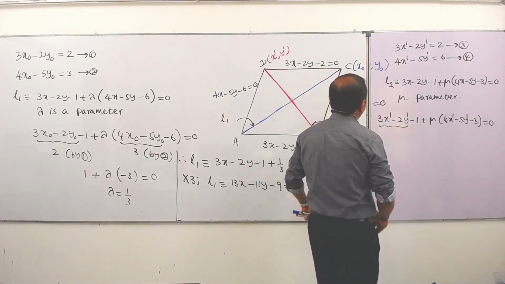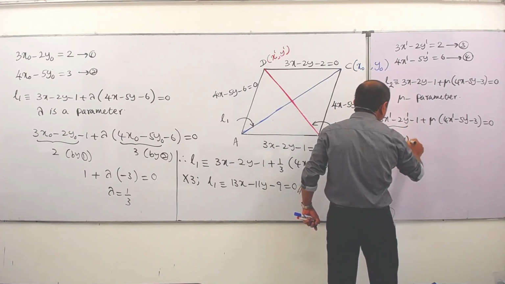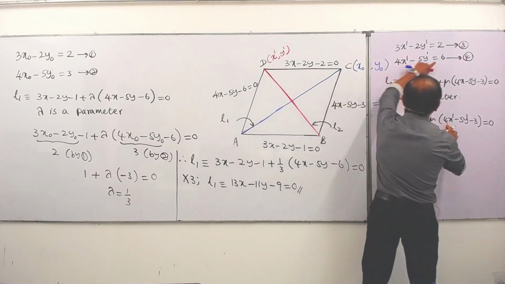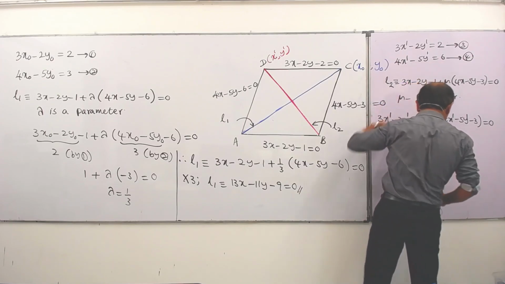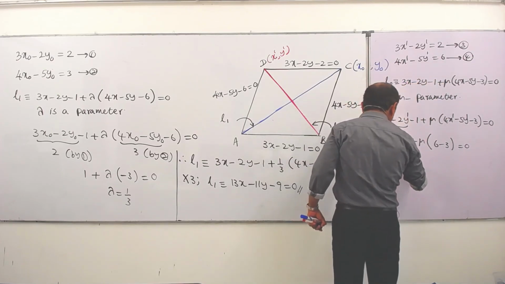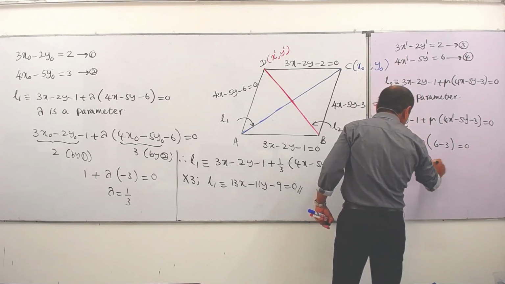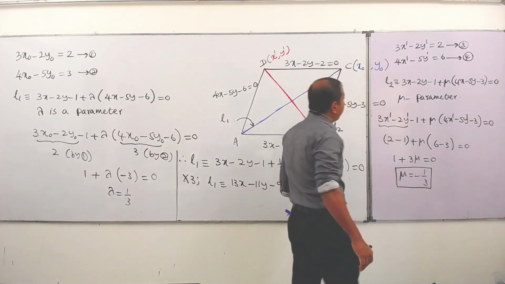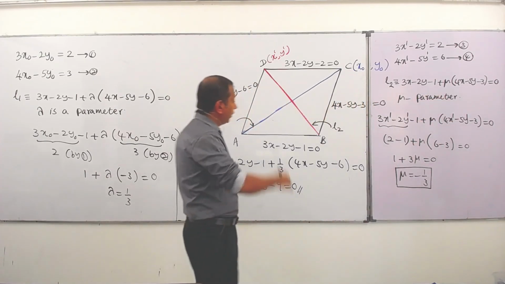3x dash minus 2y dash is 2, so this is 2 minus 1. Mu times 4x dash minus 5y dash is 6, so this is 6. Then here we get 1 minus 3 mu equals 0. Mu equals 1/3. Then we can substitute that mu value over here, and we can find the next diagonal.